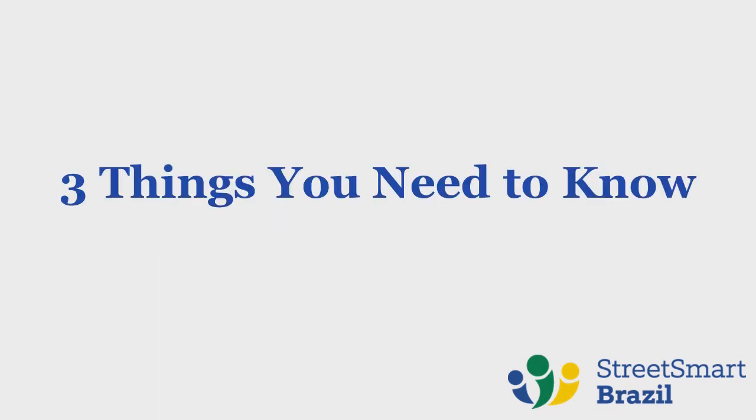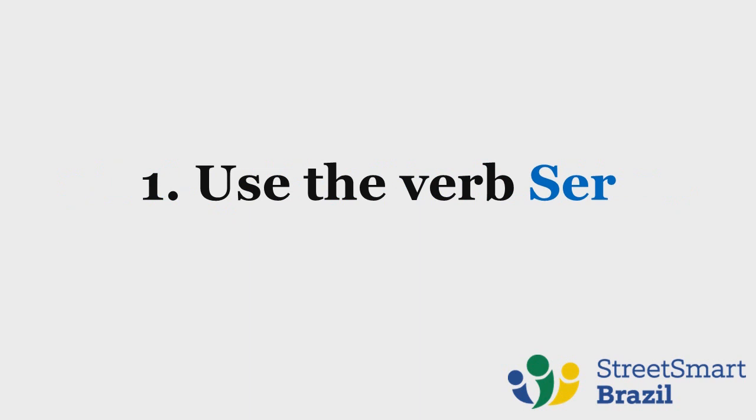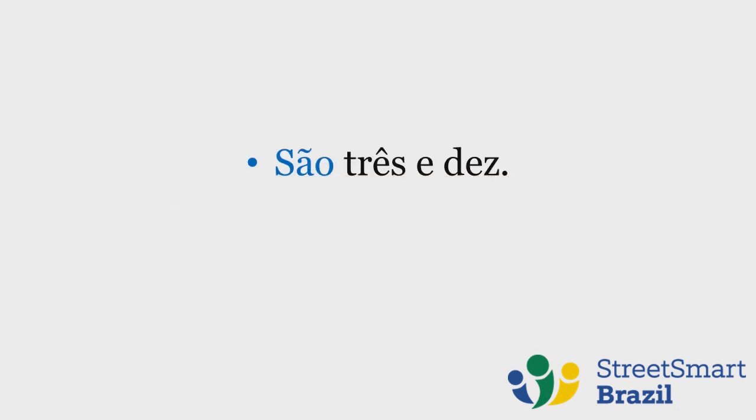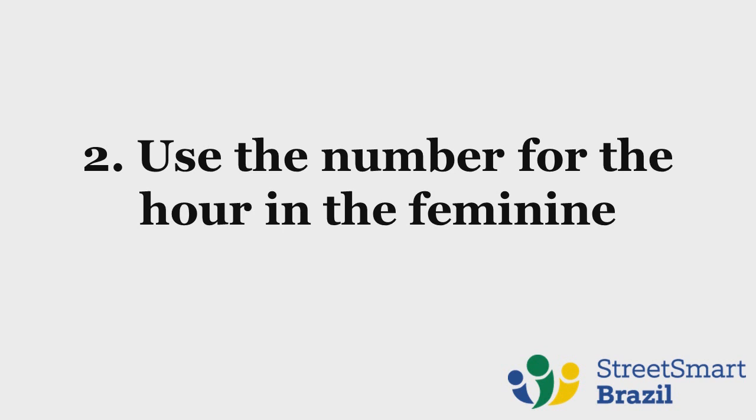Now, 3 things that you need to know, 3 rules that are important for you to be comfortable saying the time. The first one is that in Portuguese we use the verb ser. So in English it is 3 o'clock, you use the verb to be, but in Portuguese you could be wondering, is it ser or is it estar? It's the verb ser, as we've seen in the examples I already gave you. São 3:10. Que horas são?